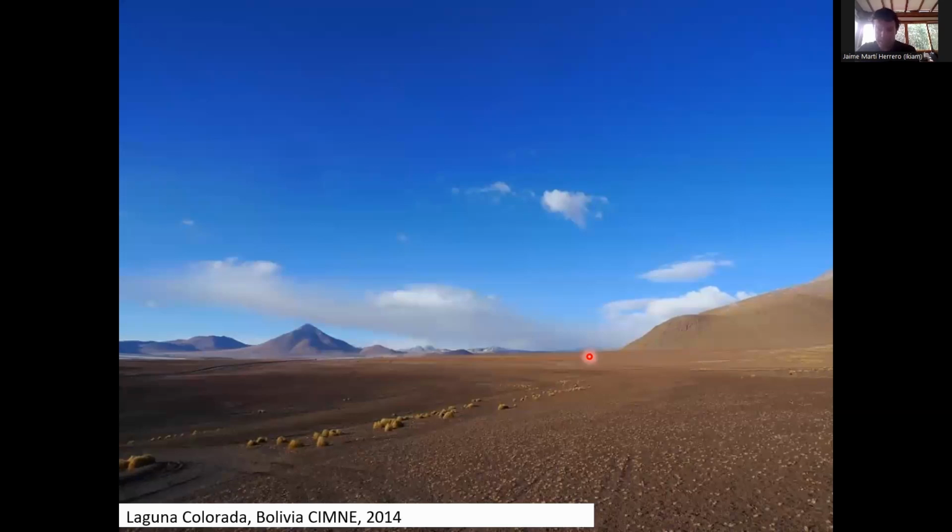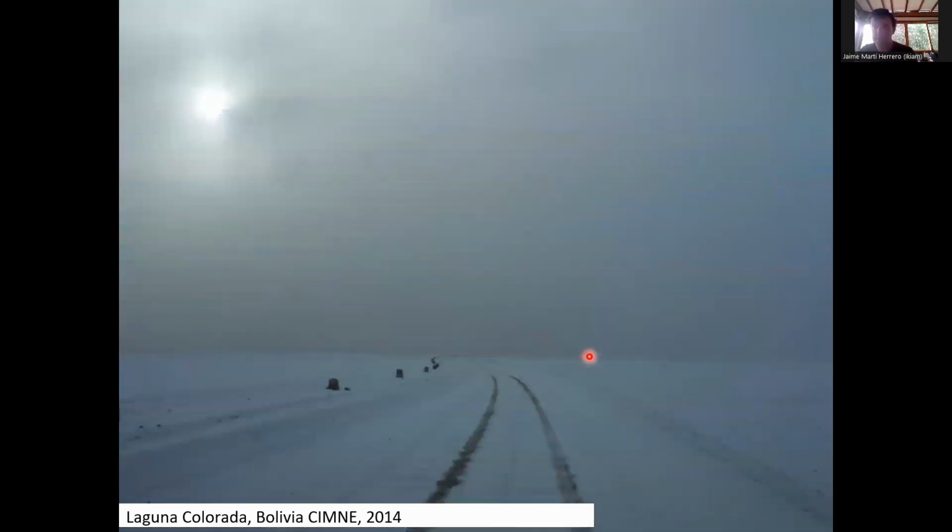So with these ideas, for example, we went to extreme conditions. This is a desert in the south of Bolivia, 4,000 meters above sea level. Sometimes you can see it like this picture, but sometimes like this one. During the winter, you can reach around -20 degrees at night.